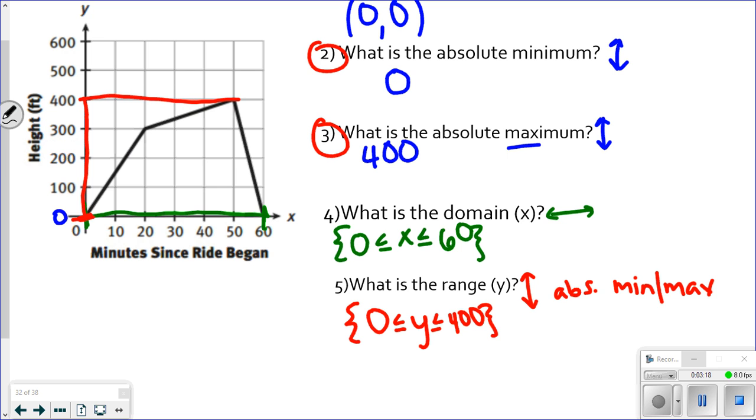Okay, my independent variable. Independent variable here is x, which means minutes since the ride began. My dependent variable here would be y, and that stands for the height in feet.